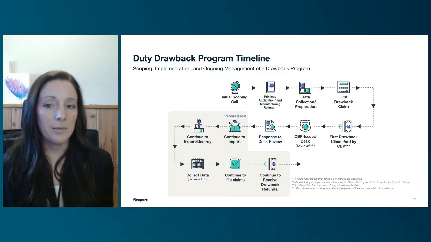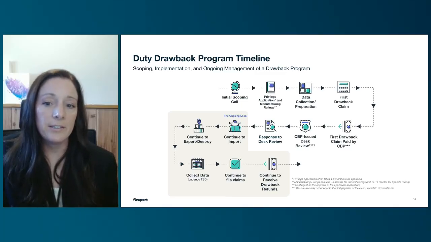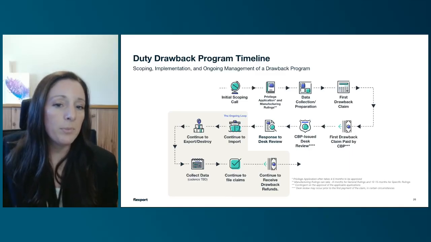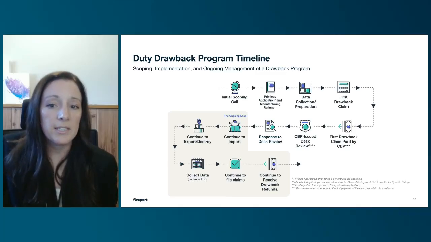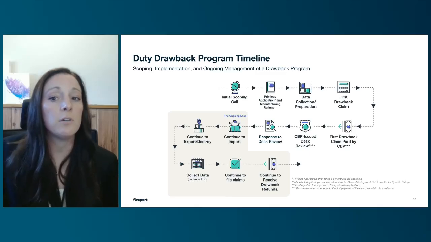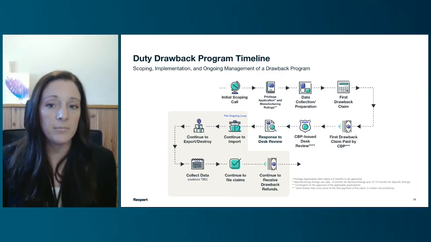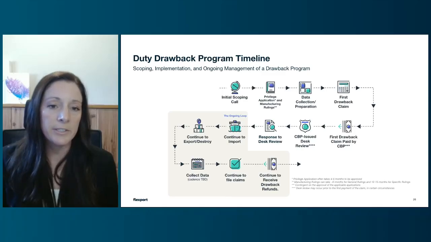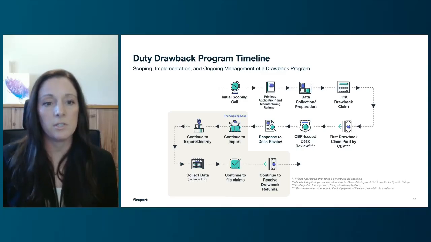Once the drawback claim is ready, we will file it. If accelerated approval has been received, the claim will be paid within 4 to 6 weeks from date of claim filing. It is standard practice of CBP to issue a full desk review on the first claim. Flexport will manage this and draft the response on your behalf. We typically have 30 days to respond to this.